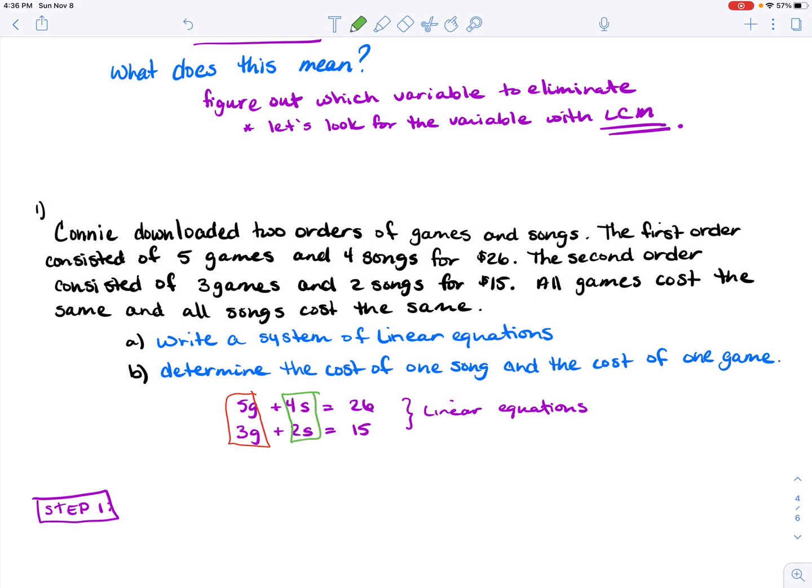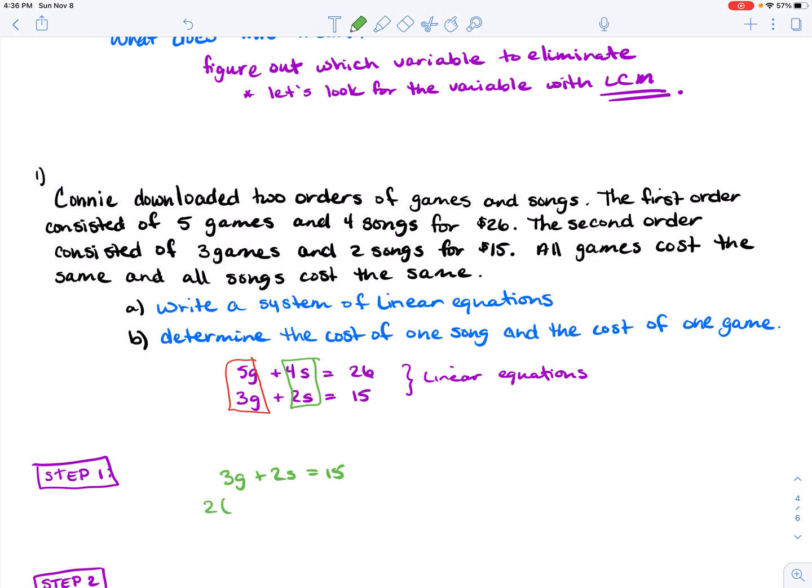The G's, I would have to change both equations because 5 and 3, they're not a lowest common multiple until we get to 15. But the 4 and 2, for the S's, the lowest common multiple is 4. So I'd only have to change one equation. So I'm going to look at eliminating the S variable. So I know that if I take 3G plus 2S equal 15, and I multiply the whole thing by 2, both sides, then I will get 4S. So I have 2 times 3G plus 2S equals 15 times 2. So I have 6G plus 4S equals 30.